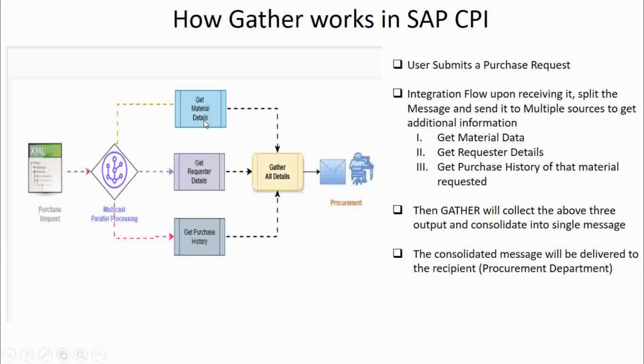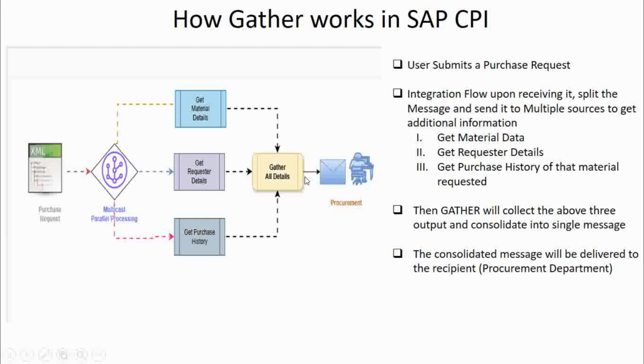Okay. So each branch will give you some kind of output in an XML format. Each XML will be a different structure. It may not be the same, right? Material data will be a different structure, requested data will be a different structure, and history will be a different structure. All are in XML format.